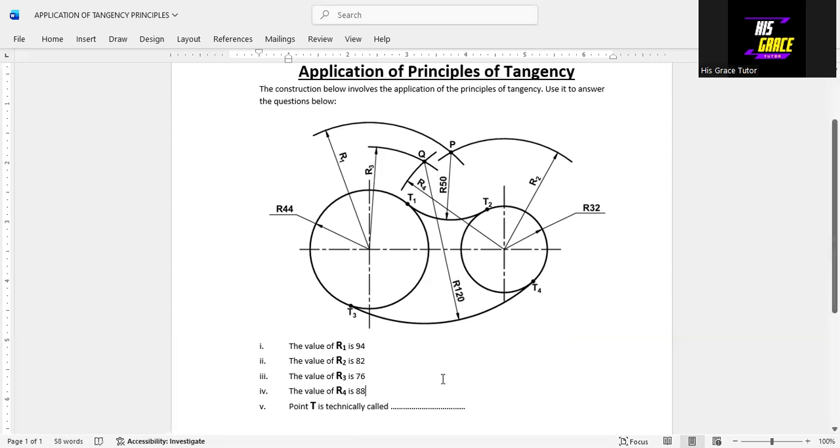Here we have that point T is technically called the point of tangency.